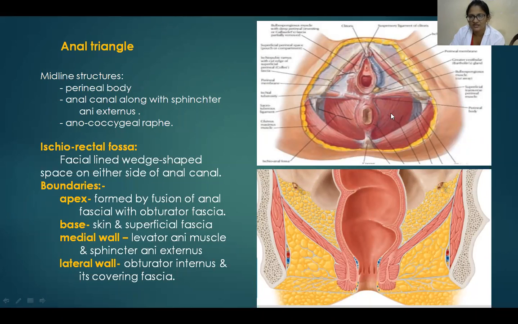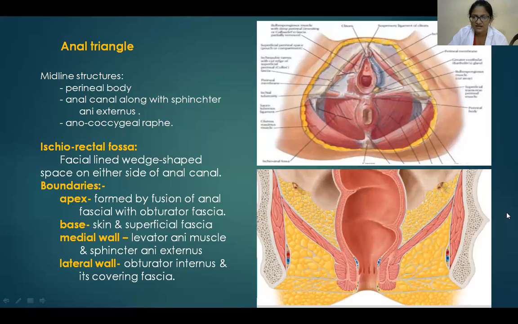On either side of this anal canal opening, this space is called the ischiorectal fossa. This ischiorectal fossa is a wedge-shaped space. See, this is the anal canal. What is the ischiorectal fossa? It is nothing but a fascial lined, wedge-shaped space on either side of the anal canal. It is called the ischiorectal fossa.